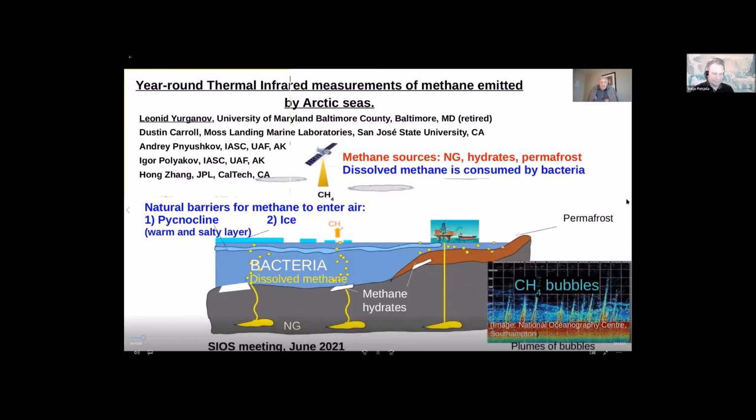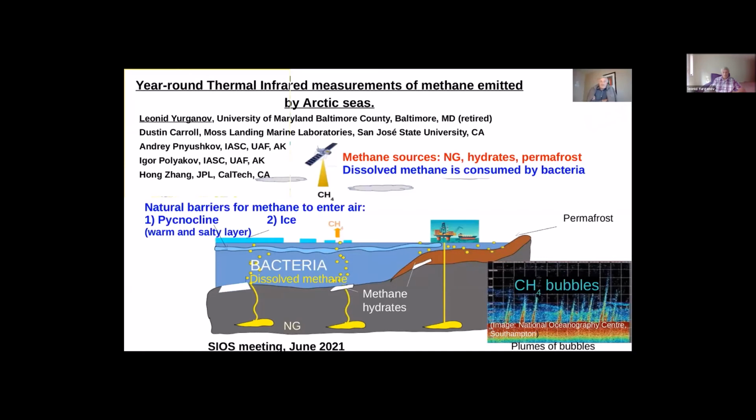Our report is called Year-Round Thermal Infrared Measurements of Methane Emitted by Arctic Seas. Methane is a greenhouse gas and it takes part in Arctic warming as well as global warming, and that's why it is important. My name is Leonid Yurganov. My co-authors are from California and Alaska.